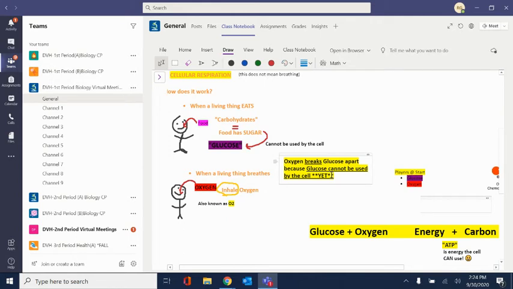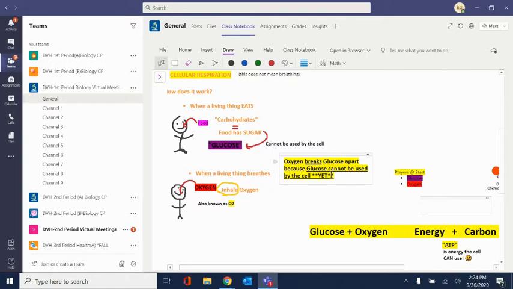And again, the key word here is we can't use glucose yet. It's not in a form that we can use when it enters our body. One more time, we have to break it down. The way that we break it down is by having oxygen in our system. Oxygen enters our body when we inhale or breathe in.